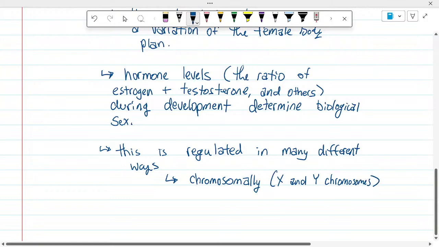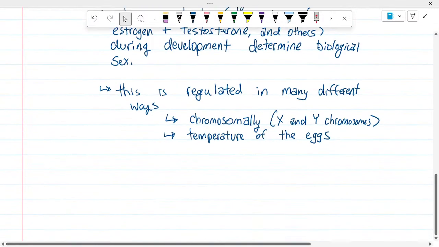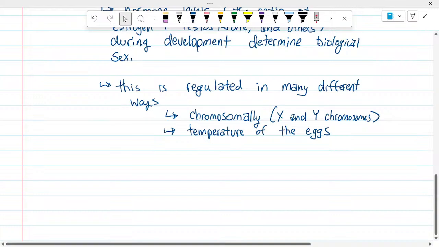But what else? Does anyone know how crocodiles determine sex? Temperature, specifically of what? Very good, the temperature of the eggs. Which means that the eggs on the outer ring will tend to have a different temperature than those held inside. And that determines which ones are more likely to develop into male crocodilians and which into female crocodilians. There are other ways as well. I'm not going to go through all of them. We'll say, and others.